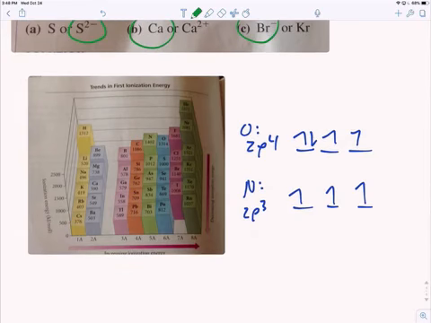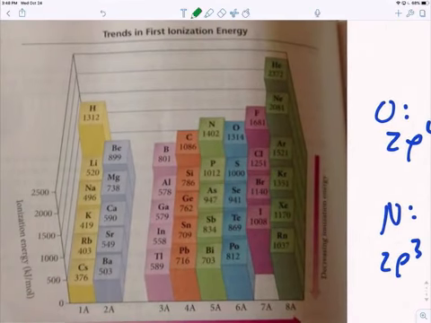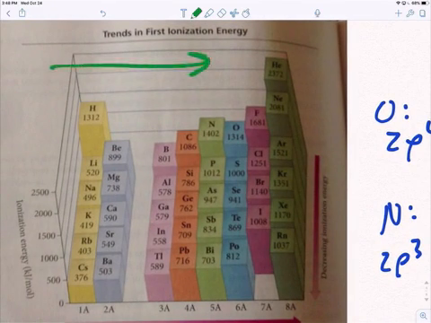And I mentioned first ionization energy already, but the trend of this is directly opposite of the size. So going to the right is bigger, and going up is bigger. And what is the ionization energy? That's the amount of energy it takes to rip off an electron. And so the more bound an electron is, the more energy it takes to rip it off.